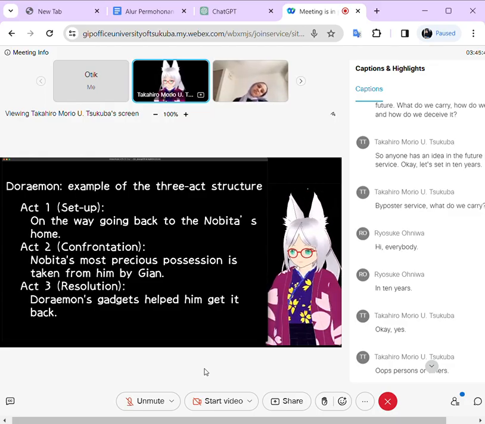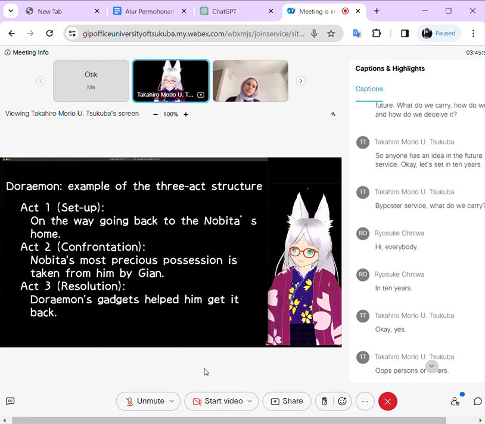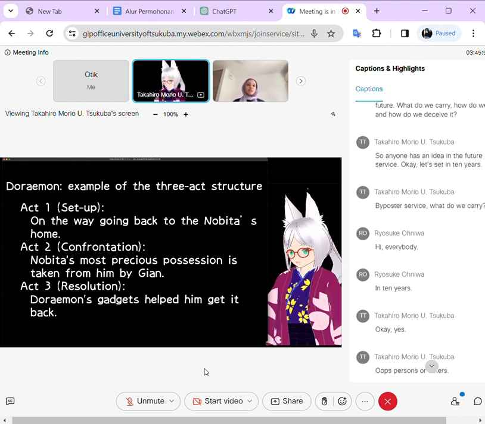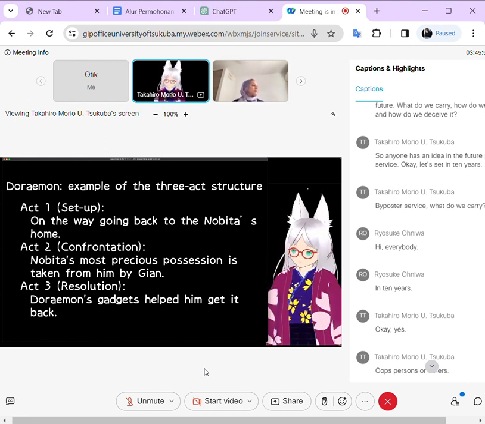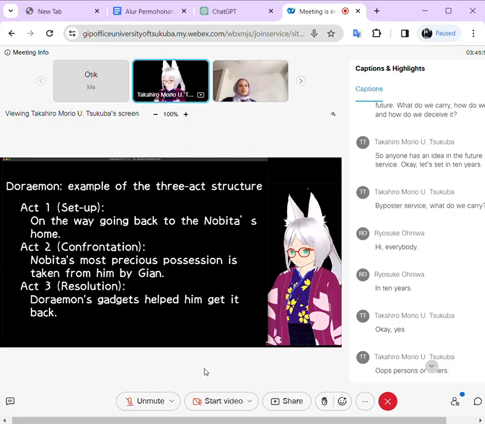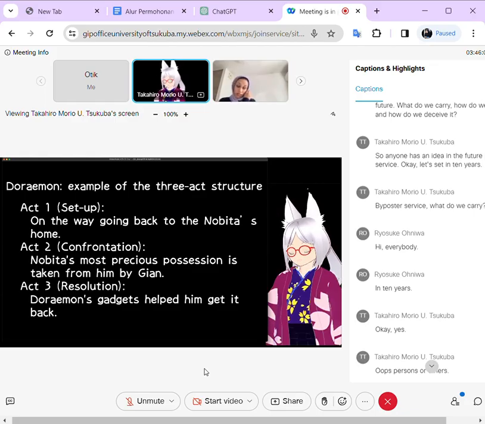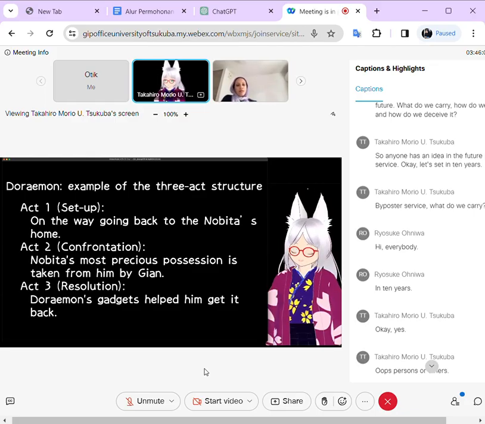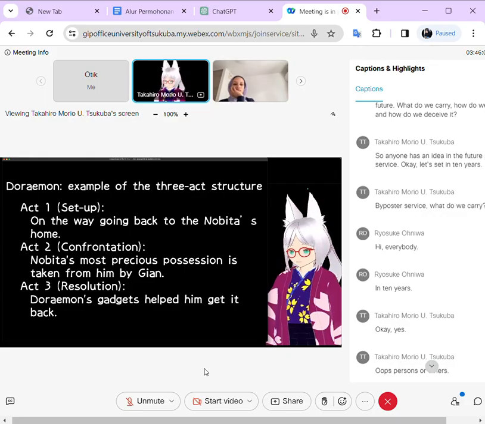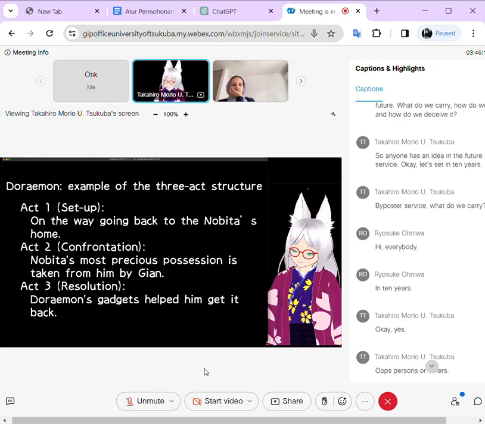So Nobita has a problem. And then the resolution: Doraemon, who has a position of buddy and supporter, lends him some gadget. And so using this gadget, Nobita gets it back from Giant.